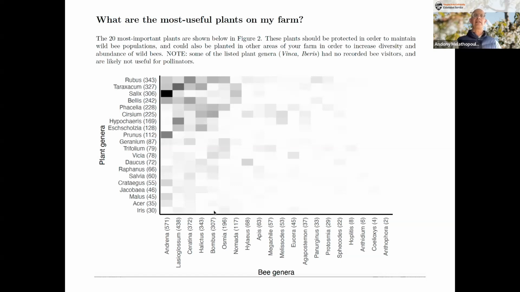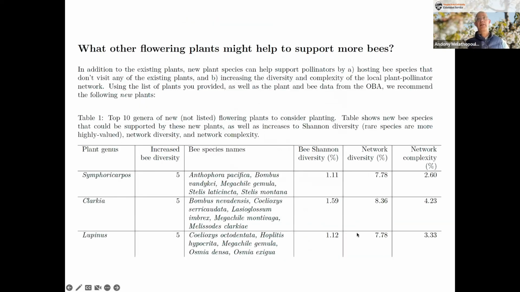And what we can translate this into next is a recommendation. Based on this farm, we've noticed that if they had these 3 genera of plants, they would increase their bee diversity by 5. And these are the species that are likely to be brought in. It gives them a great sense of what they need to plant based on what they have. So how would you do this?